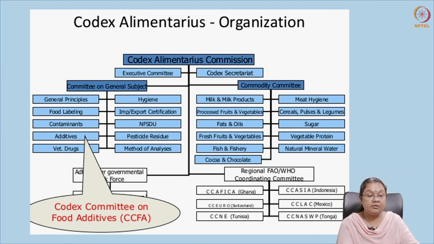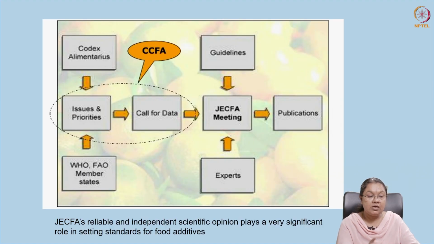So this is how the organization, Codex Alimentarius, is structured. They have an executive committee and a Codex Secretariat, and there are committees on general subjects and commodity subjects. Under this you can see that there is a committee for additives, and this committee is called the Codex Committee on Food Additives, or CCFA. This body will be very particularly concentrating on the additives. They will help in setting the levels for the additives that can be incorporated in the food. And this is how the CCFA works.